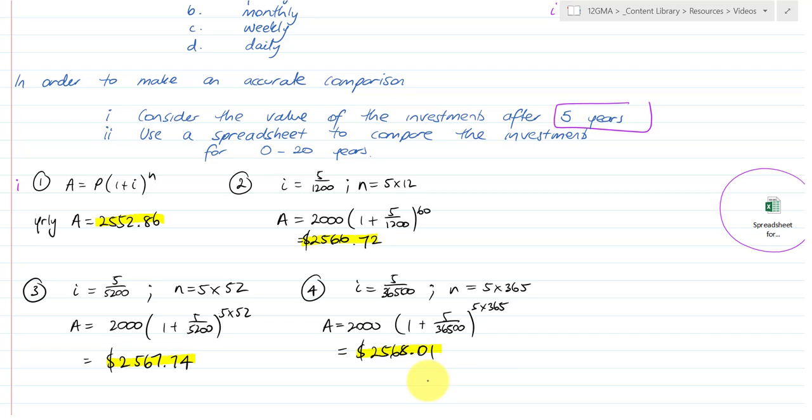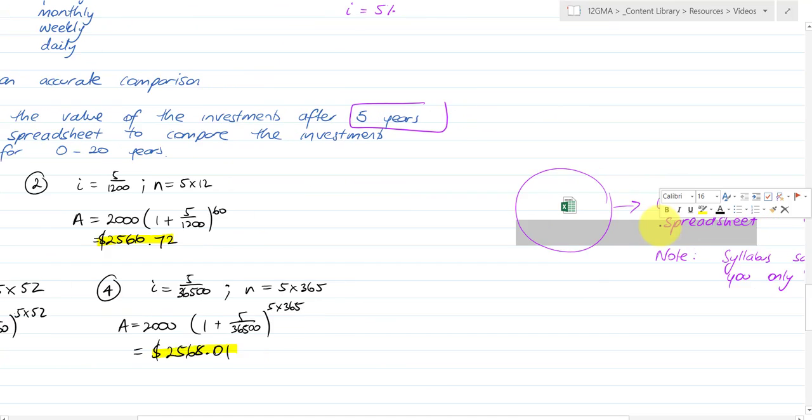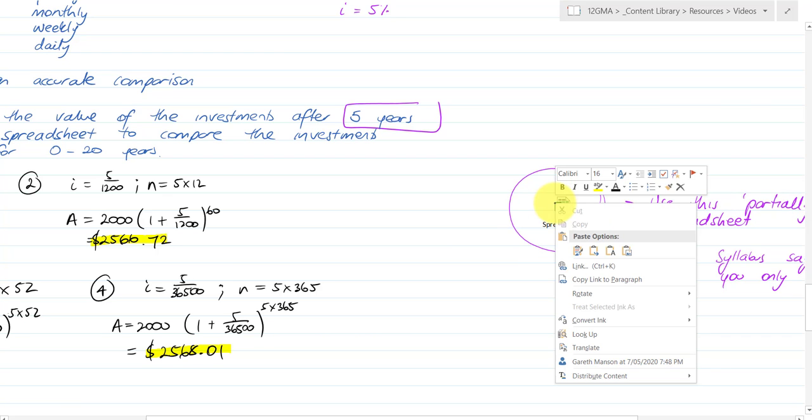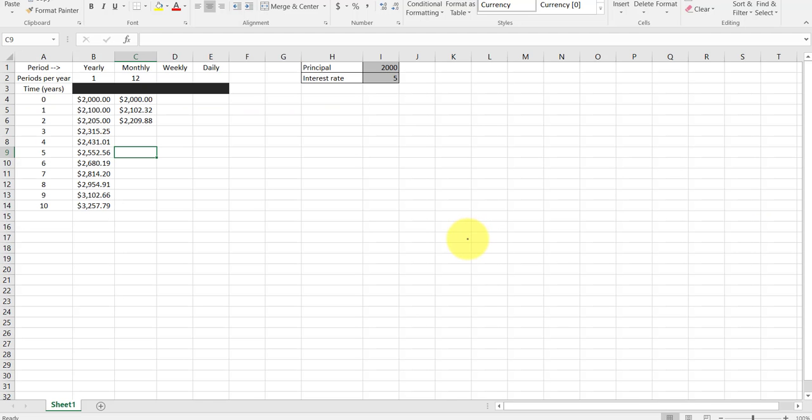Now let's have a look at this with an exemplar spreadsheet, which I'm going to show you now. You'll find this on the OneNote, so you can have a play around with it as well. I just want to show you how these spreadsheets work. Here we've got our period, yearly, monthly, weekly, daily, and our periods per year: 1, 12, weekly 52, and daily 365.